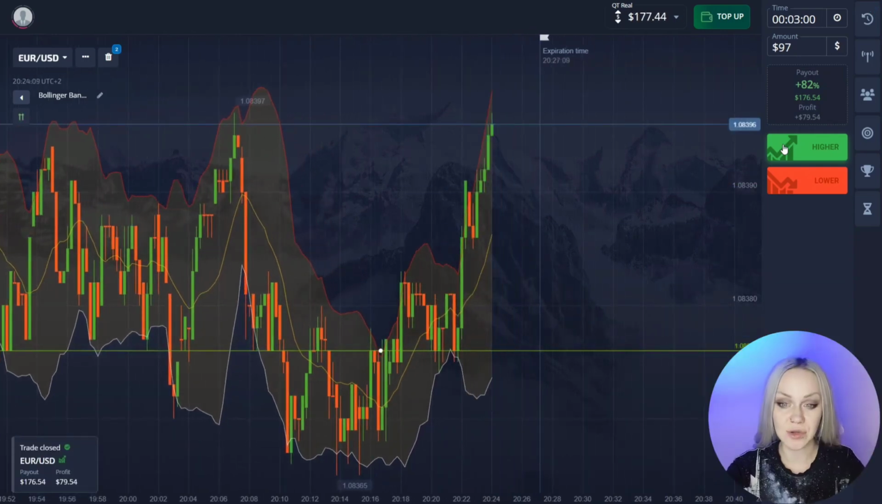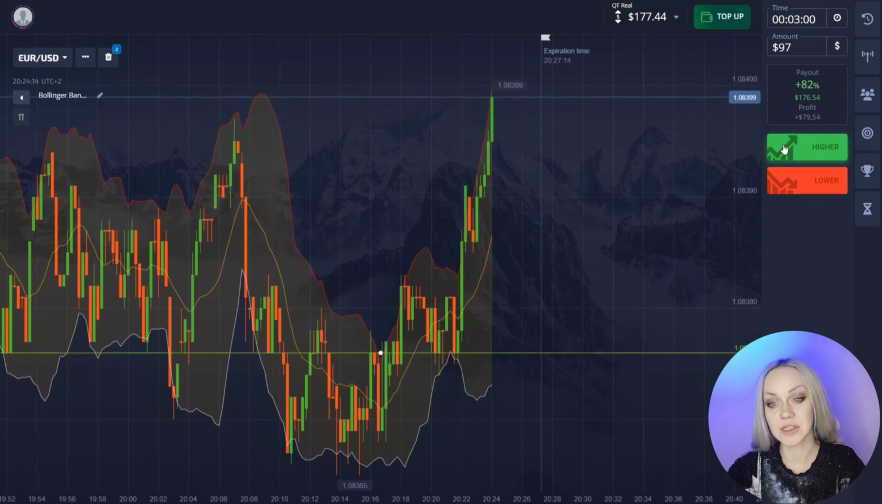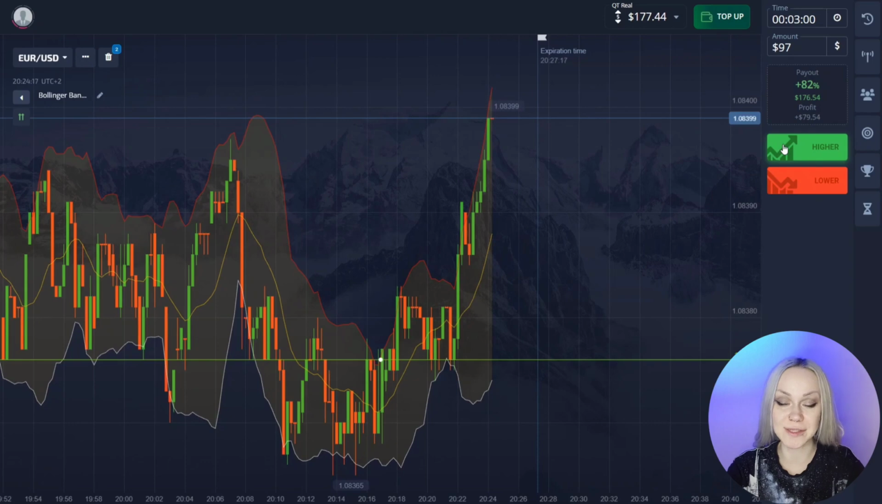As you can see, the price shows strong growth and comes to the level of maximum points on the chart. Thus, we close in plus. Now let's look at the next market case.